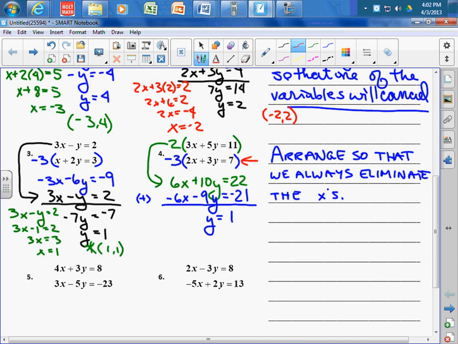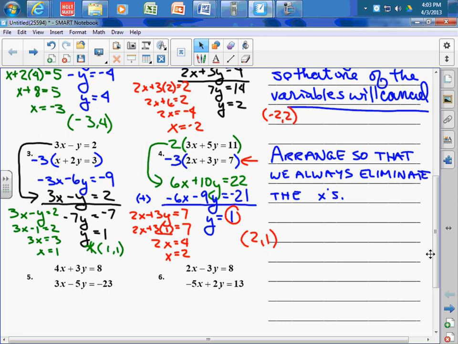Let's do the second equation this time. Doesn't matter. 2x plus 3y is equal to 7. I'm going to put 1 in for y. So 2x plus 3 times 1 equals 7. I get 3 here. So I'm going to subtract 3 from both sides to get 2x is equal to 4, x equals 2, so I have the point (2, 1).